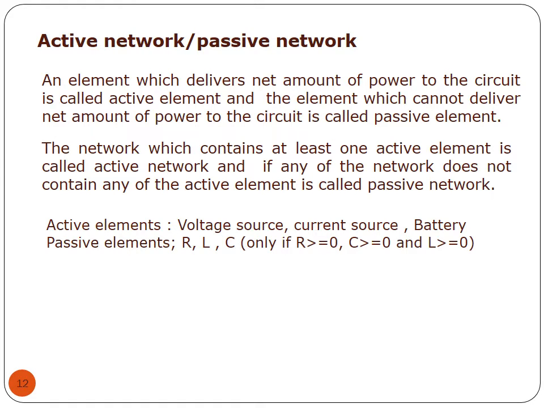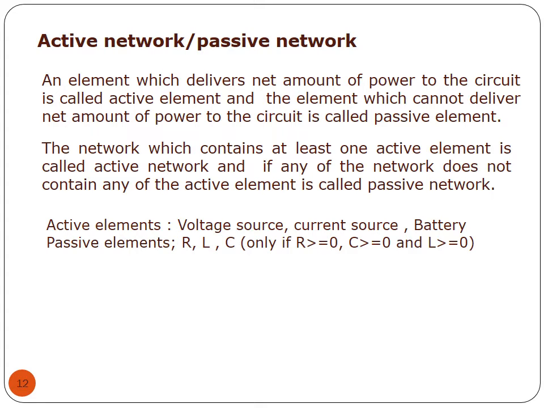Examples of active elements: voltage source, current source, battery. Examples of passive elements: resistors, inductors, capacitors, but with the condition that resistor value is greater than or equal to 0, capacitor value greater than or equal to 0, and also the inductor value must be greater than or equal to 0.